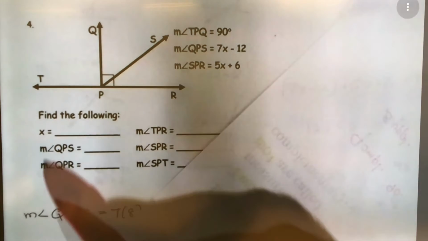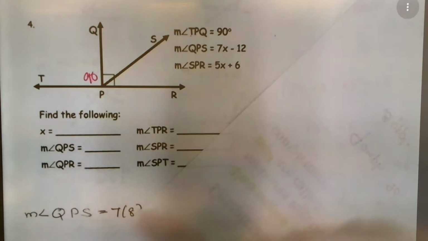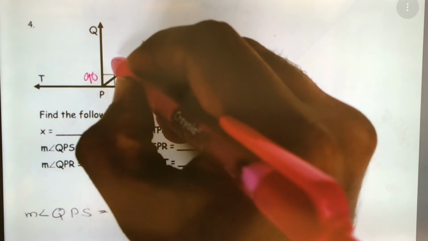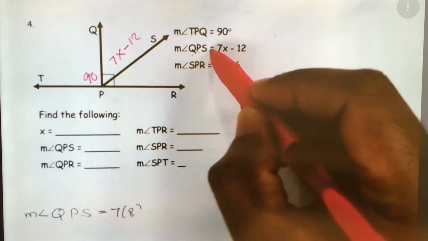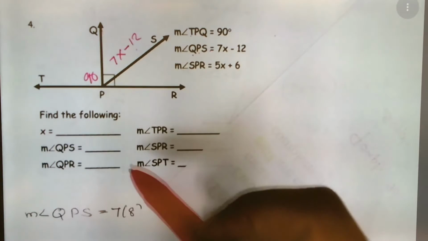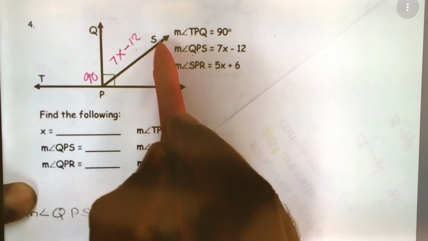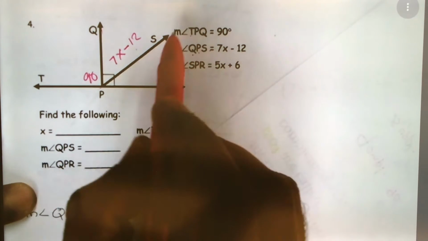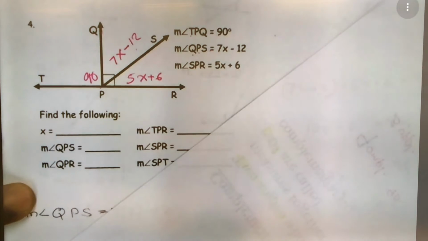So the question says that angle TPQ is 90 degrees, and 7x minus 12 is here. That means angle QPS is 7x minus 12, and angle SPR is 5x plus 6. So I can do this problem two different ways.